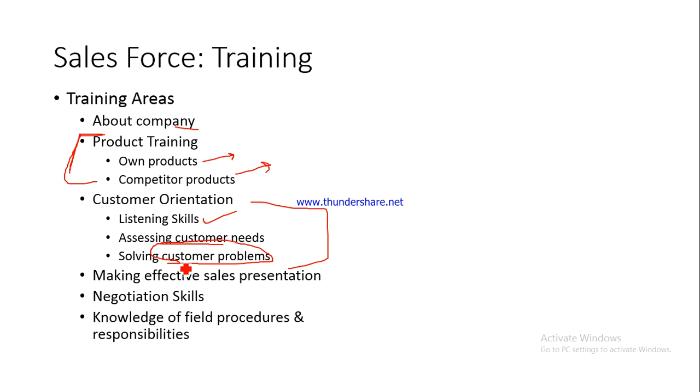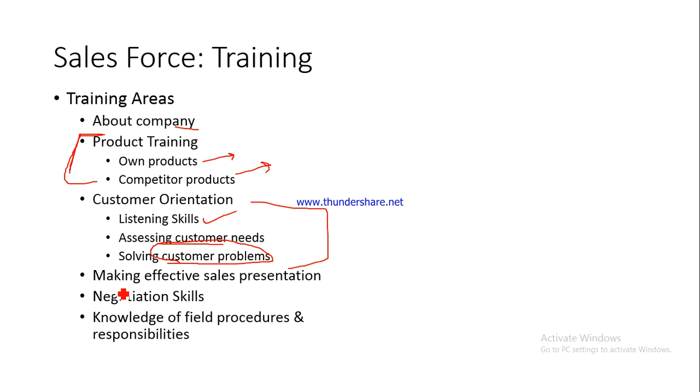It is not only that the salesperson is going to sell his product, he has to suggest a solution to the customer, so that the customer can actually get rid of whatever problem he is facing after using the product which has been sold by the salesperson. So that should be the orientation of the salesperson. And that is why customer orientation is one very, very important area on which the sales force is provided training.